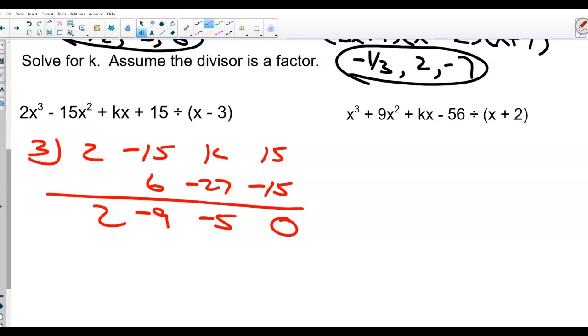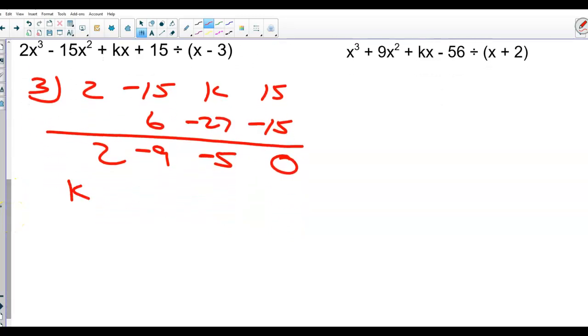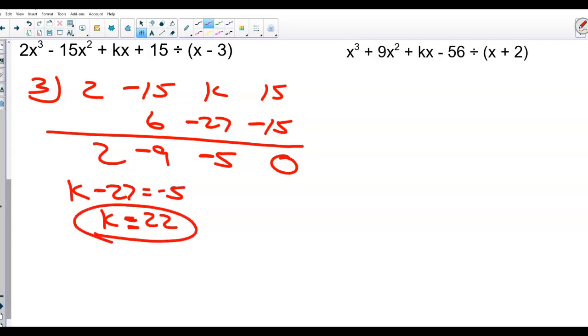So essentially my k is, what plus negative 27 would give me the negative 5 I need? k minus 27 equals negative 5. So my k equals 22. And that's our answer. So once again, we work backwards to this point and forwards to this point. It's a factor, and you have to be told this is a factor. So you have to have a remainder of 0, which means this has to be negative 15.